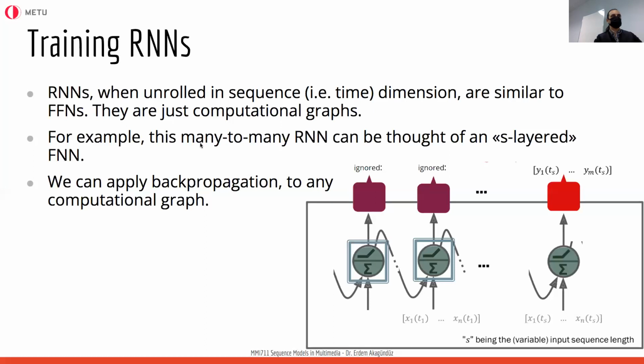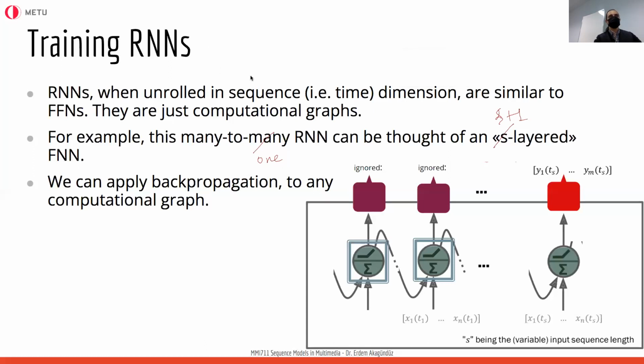For example, in this many-to-one type, an RNN can be thought of as an S plus 1 layered FNN. I forgot to change the slides, so at least I can write those on the video. This should have been S plus 1, and this should have been 1. Okay, no worries.